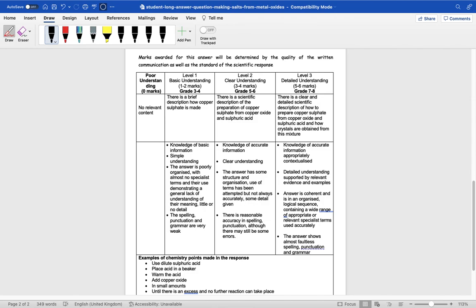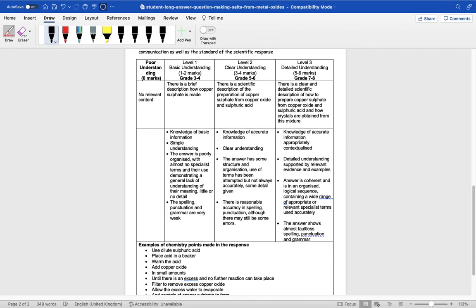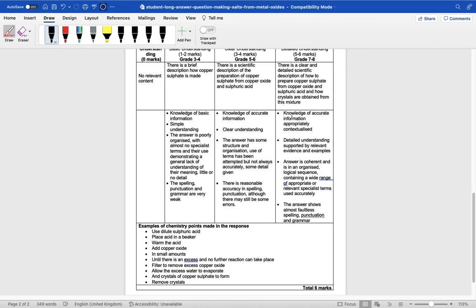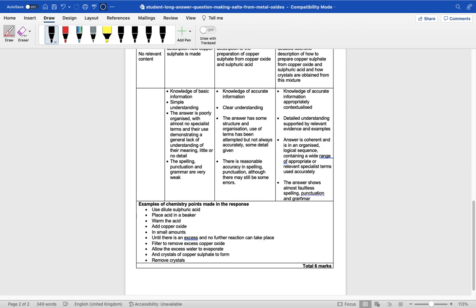And then a level 3 answer, which is 5 to 6 marks. There is a clear and detailed scientific description of how to prepare copper sulphate from copper oxide and sulphuric acid, and how crystals are obtained from this mixture. The knowledge of accurate information is appropriately contextualised. Detailed understanding supported by relevant evidence and examples. It's a coherent answer, organised and put into a logical sequence, and the specialist terms are used accurately.